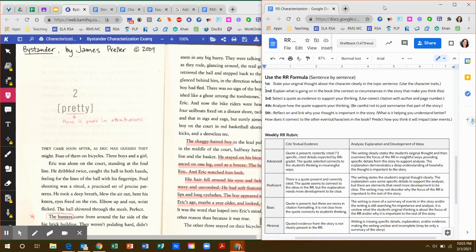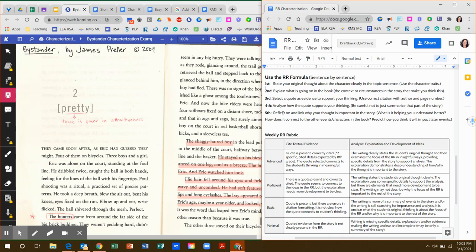Our focus for this reading response is characterization. And to analyze a character, I want to first choose the character that I think I have the most to say about. And so, again, this is my original thinking about that character. And there's a formula that I've provided for you. It goes through to let you know sentence by sentence what you need to do for a reading response. But remember that the overall goal of this reading response is for you to state your thinking on whatever you're focusing. So state your thinking about a character for this reading response.